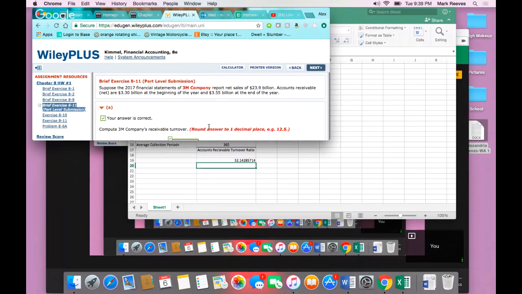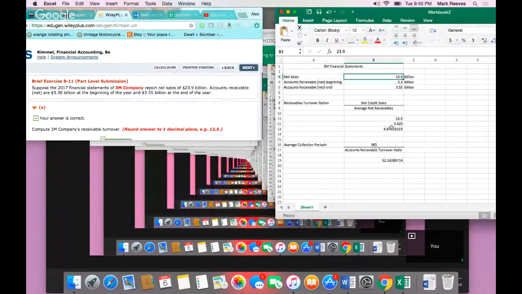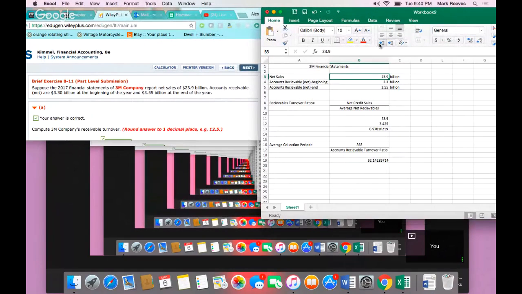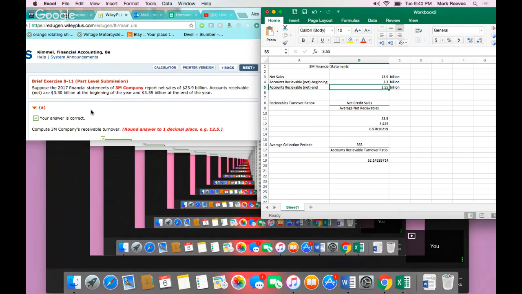Okay, so it says, suppose the 2017 financial statements of 3M Company report net sales of 23.9 billion. Accounts receivable net are 3.3 billion, and that's at the beginning of the year, that's important to note. And then at the end of the year, 3.55 billion. Their question here is to compute 3M Company's receivable turnover.